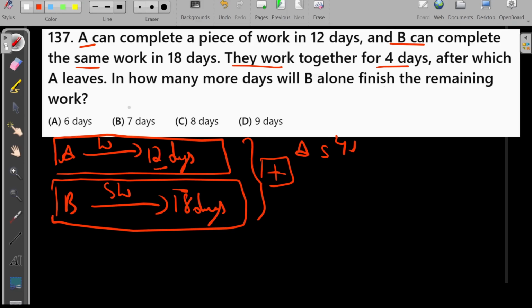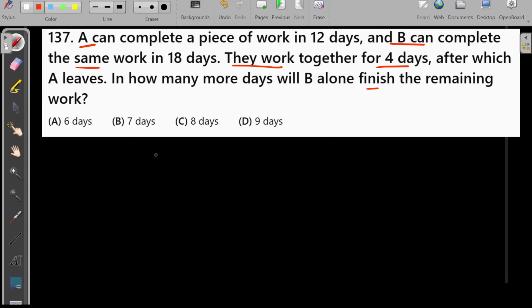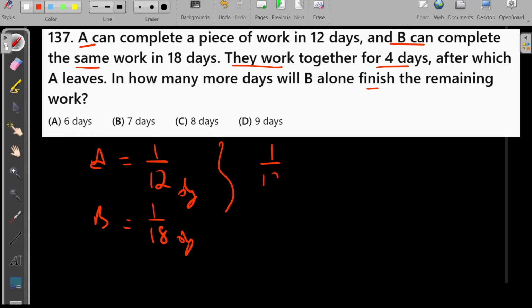So we need to find the work done by B alone, the remaining work done by B alone. So in how many days? Is it option A, option B, option C, or option D? Now, in order to solve this question, we need to find their individual 1 day work. So from the question, A's 1 day work is 1 over 12, and B's 1 day work is 1 over 18 days. Now from the question, they work together, so I need to add these values. So it'll be 1 over 12 plus 1 over 18.